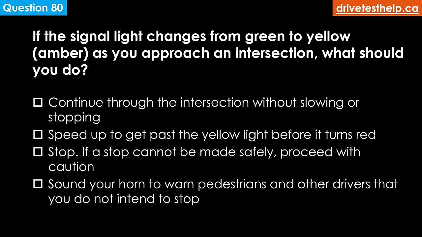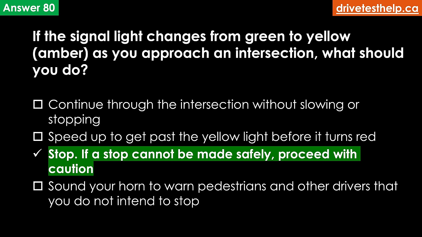If the signal light changes from green to yellow or amber as you approach an intersection, what should you do? Continue through the intersection without slowing or stopping. Speed up to get past the yellow light before it turns red. Stop. If a stop cannot be made safely, proceed with caution. Sound your horn to warn pedestrians and other drivers that you do not intend to stop. Correct answer is stop. If a stop cannot be made safely, proceed with caution. Never speed up in an attempt to get past the yellow light before it turns red.